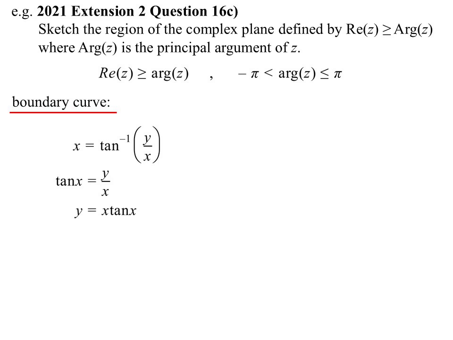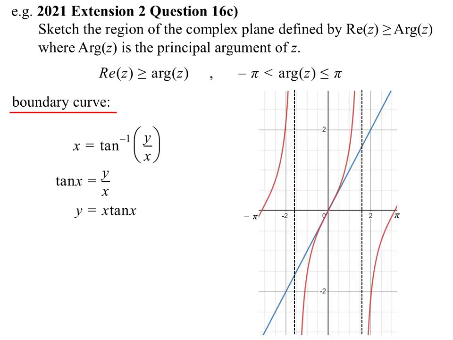That is the boundary curve. What on earth does that look like? Okay, let's construct it. My red curve there is tan x, and obviously the blue one is y equals x. I am multiplying these two curves together. Let's work out where it's positive, where it's negative, that sort of thing.